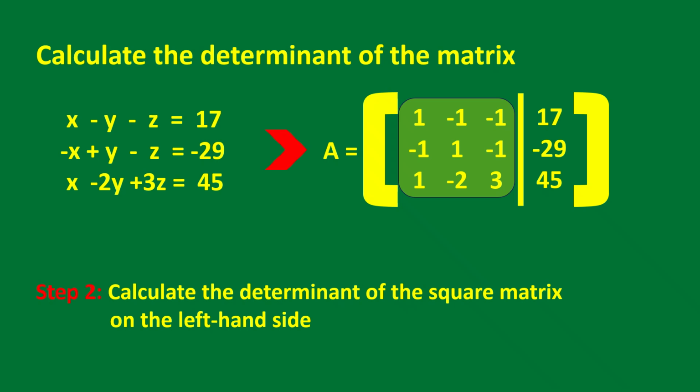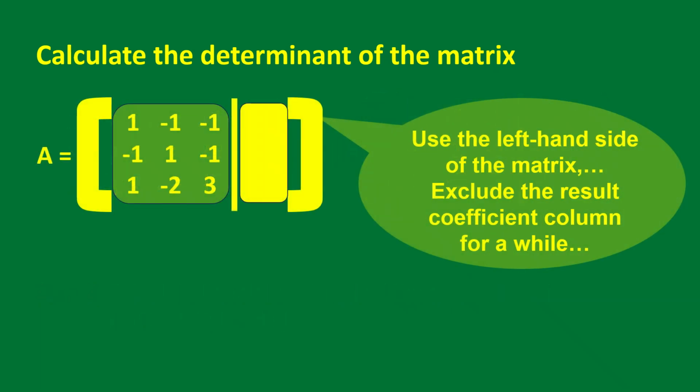The next step in Cramer's rule is that we calculate the determinant of the left-hand side of the matrix, which is the square 3 by 3 matrix. In this step, we have to exclude the result coefficients for the time being. This is actually an important step in Cramer's rule. So once again, we have to exclude the result coefficient column on the right-hand side of the matrix. In that case, we need only focus on the square 3 by 3 matrix on the left-hand side.